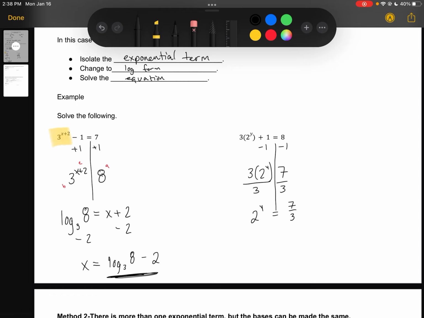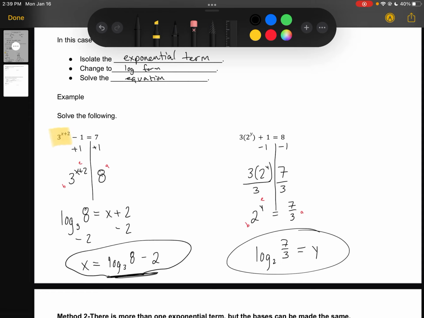Now notice I did not put that as a decimal because of all the repeats and rounding. We don't like rounding. It makes things less accurate. So I'm leaving that as 7 over 3. So from here, just like before, base, exponent, answer. We can change this over to log form. So log base 2 of 7 over 3 is equal to y. And just like that, we have y equals, and we have an answer.